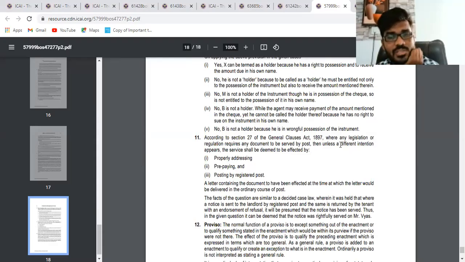So according to Section 27 of the General Clauses Act, where any legislation or regulation requires any document to be served by post, unless a different intention appears, service is deemed effected by properly addressing, prepaying and posting by registered post a letter containing the document, at the time at which the letter would be delivered in the ordinary course of post. The facts of the question are similar to a decided case law, where it was held that where a notice is sent to the landlord by registered post and the same is returned by the tenant with the endorsement of refusal, it will be presumed that the notice has been served. I send the notice to you, then you say that I am not interested to accept it. Like that, we can endorse. Endorsed means rejected. The same thing: sir, I am not interested to accept it. Thus, in the given question, the notice can be deemed to be rightfully served.